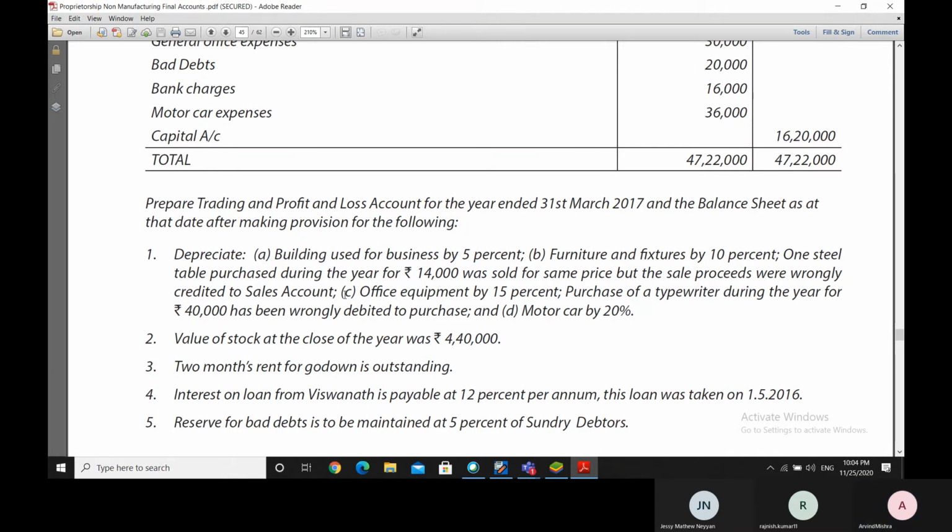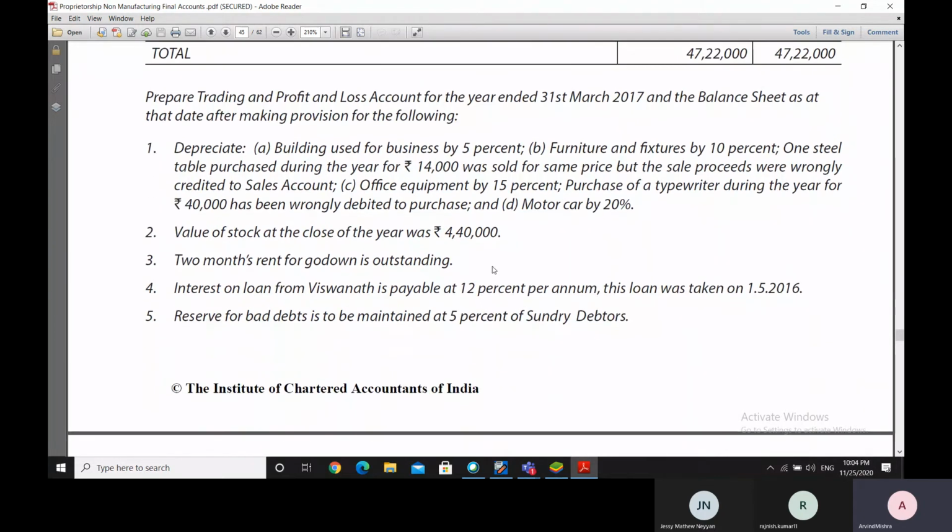Thereafter, this is all depreciation, office equipment by 15%. Typewriter is purchased during the year for 40,000 rupees. It is wrongly debited to purchase. So we have to take it out from the purchase and enter it in the fixed assets. Motor car has to be depreciated by 20%. Stock value is given at the close of the year.